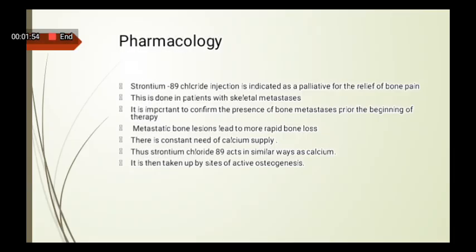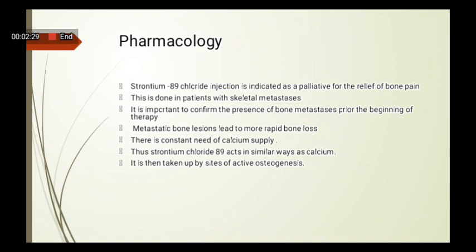Then we are going on to pharmacology. Strontium 89 chloride injection is indicated as a palliative for the relief of bone pain. By palliative, I'm saying this is a drug or medical treatment that relieves suffering without treating the cause of the suffering. This is done in patients with skeletal metastasis. It is important to confirm the presence of bone metastasis prior to the beginning of the therapy.